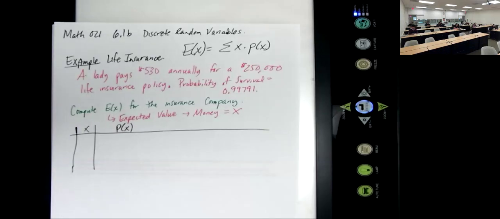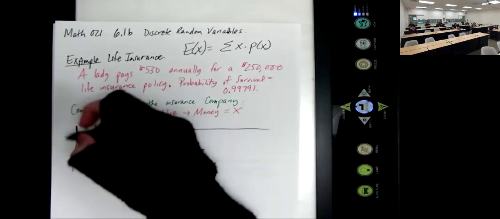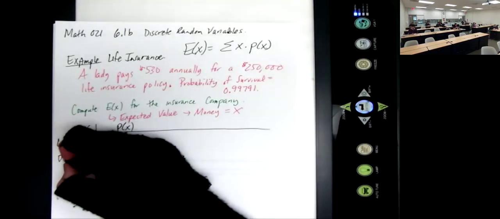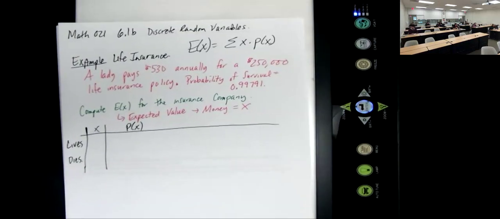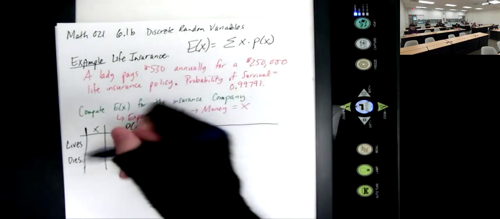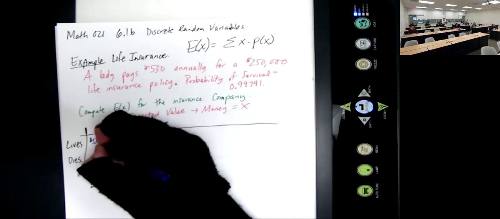So what are the possible outcomes in this scenario? Not numerically, just think about what could happen. She dies or she lives, right? Maybe let's label a row lives or dies. If she lives, what does the insurance company get? They get her money. She paid $530, and they didn't have to pay anything out. So if she lives, they get $530.